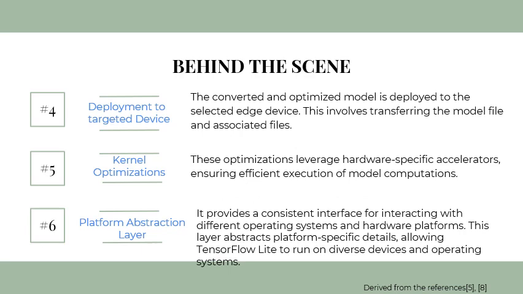And next one is deployment. The next step is deploying this converted model onto the device. The converted and optimized model is deployed to selected edge devices. This involves transferring the model file and associated files. And next is kernel optimization. This optimization leverages hardware-specific accelerators, ensuring efficient execution of model computations. And next one is the platform abstraction layer, a layer which helps in running this code on various platforms.